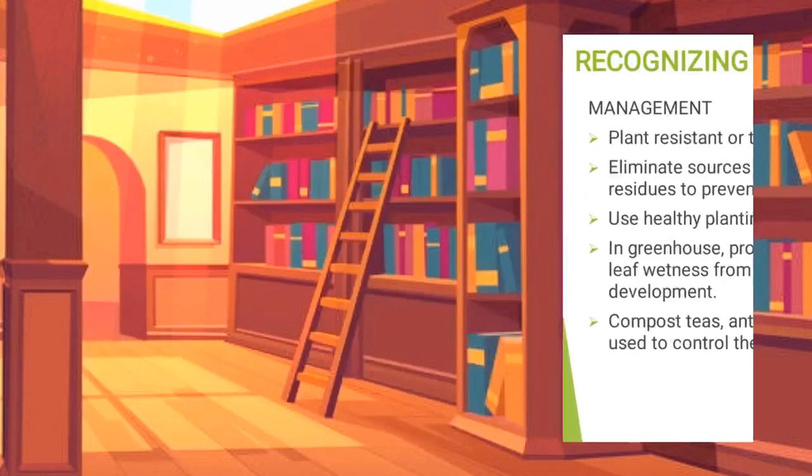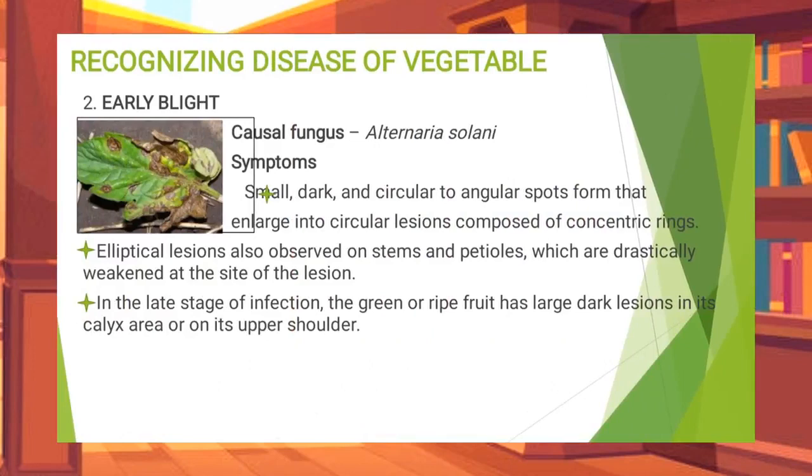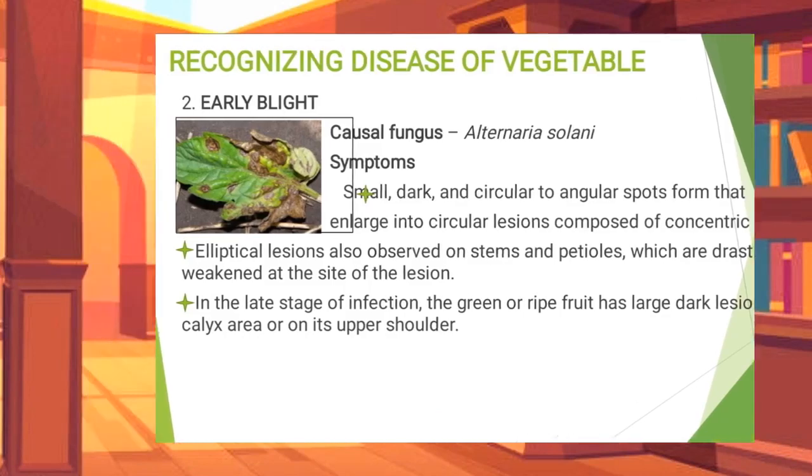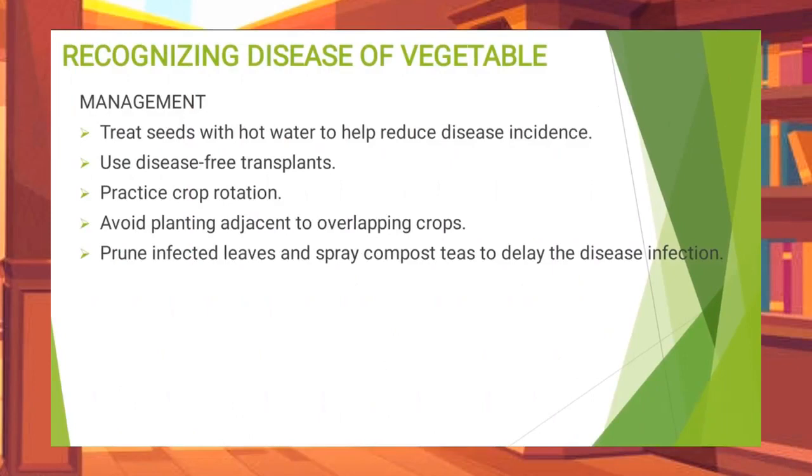So, number 2, early blight. Causal fungus niya. Symptoms: small, dark, and circular to angular spots form that enlarge into circular lesions composed of concentric rings. Management: treat seeds with hot water to help reduce disease incidence. Then use disease-free transplant. Practice crop rotation, every year mag-change kag mga crops. Ni siya ang solution para dili mo balik na pod ang disease.